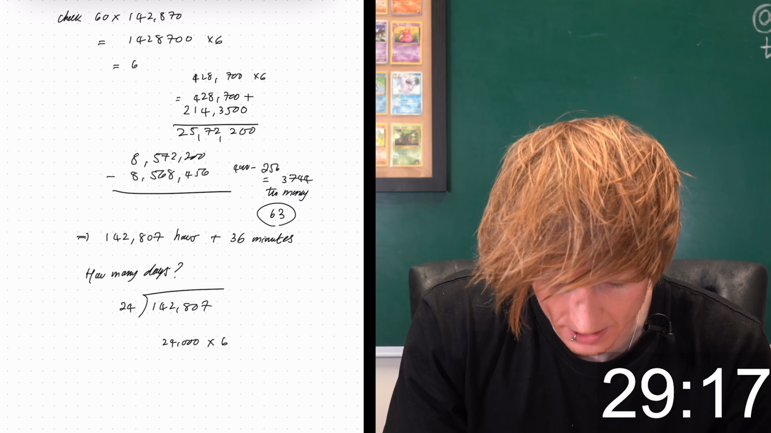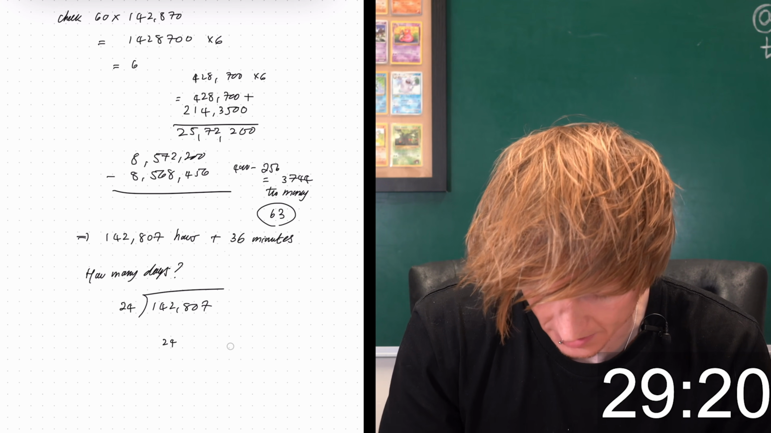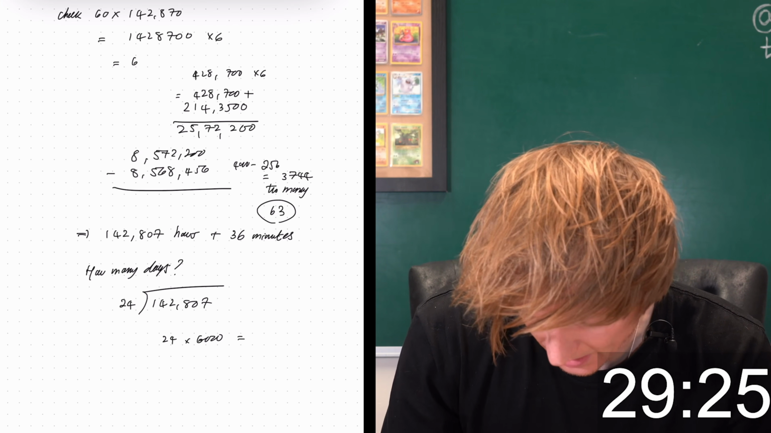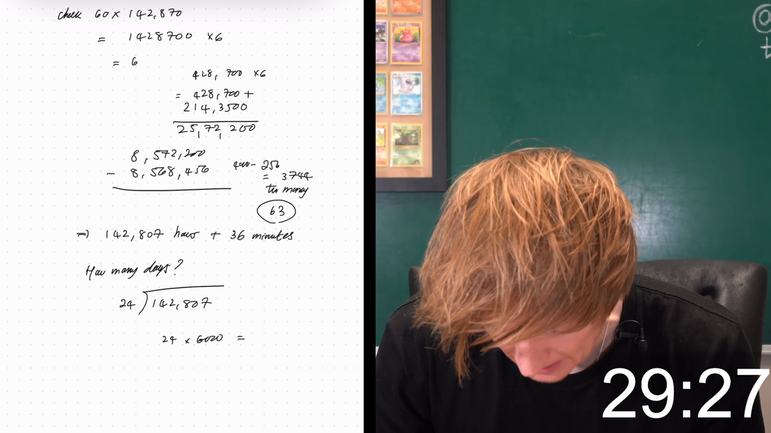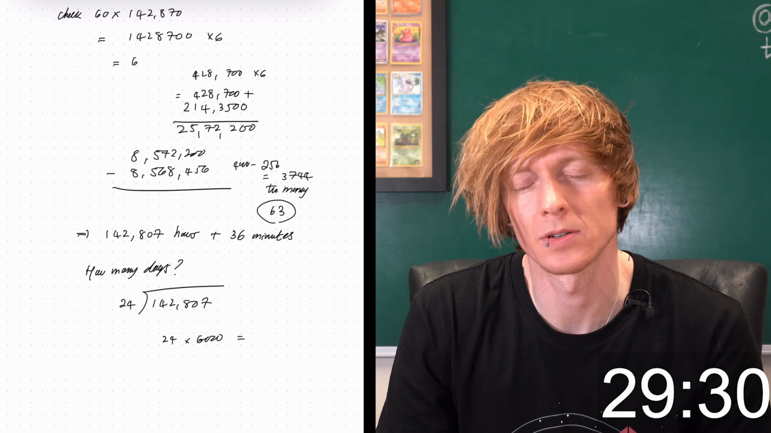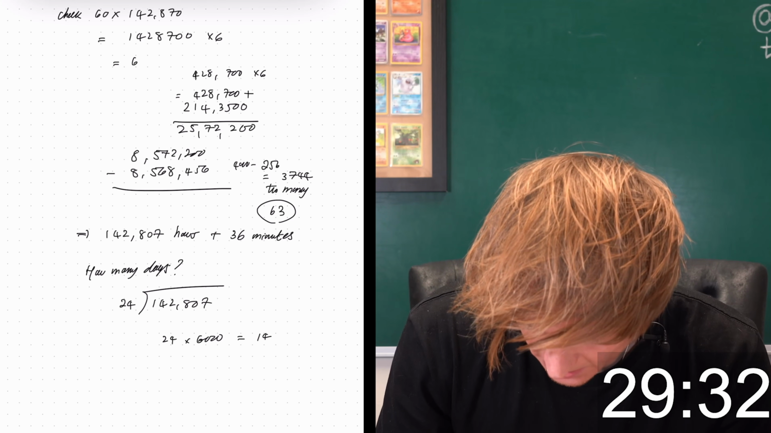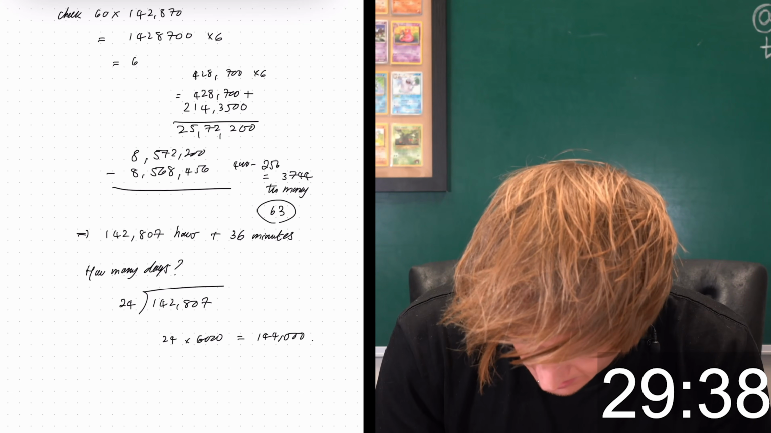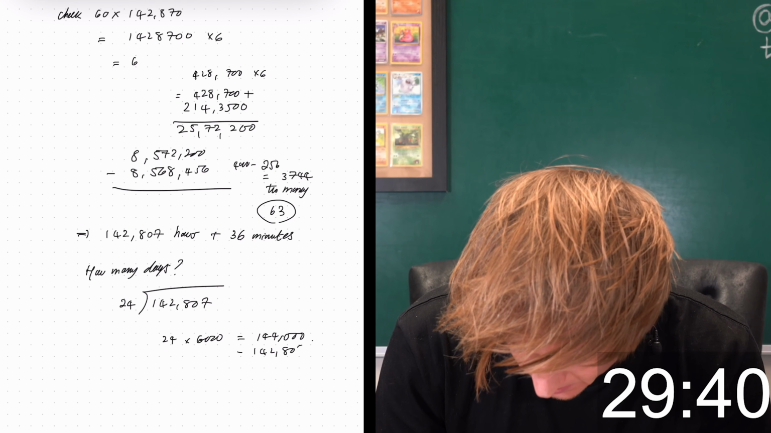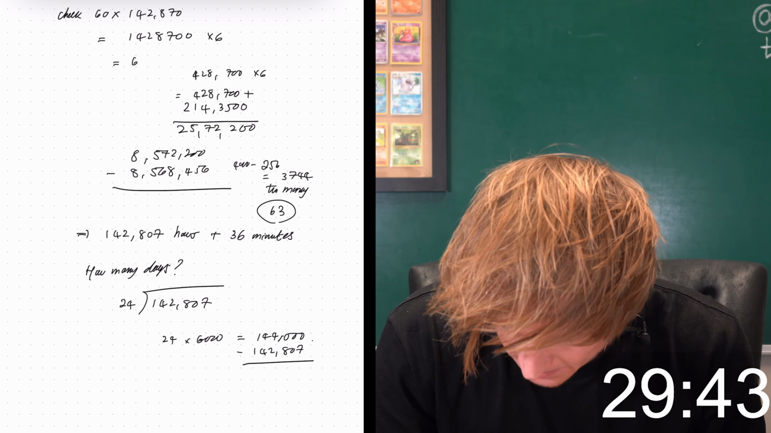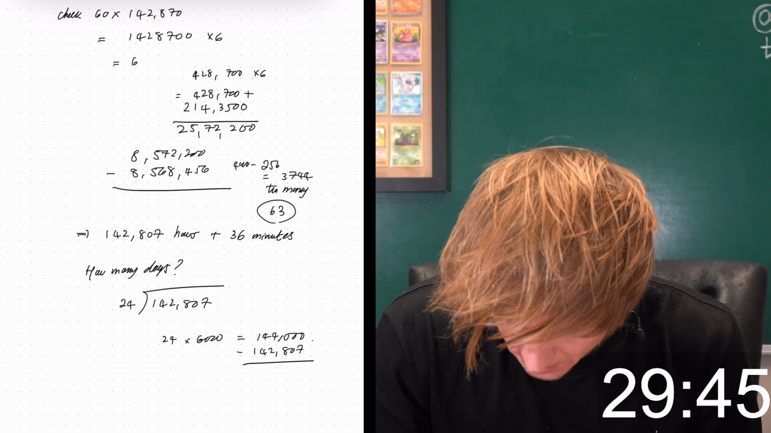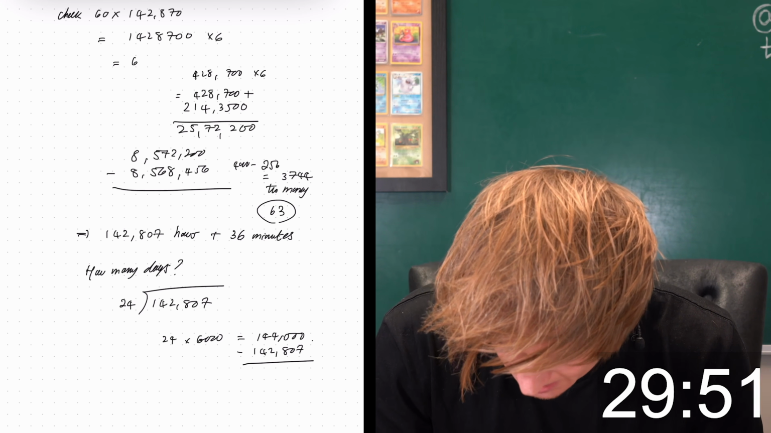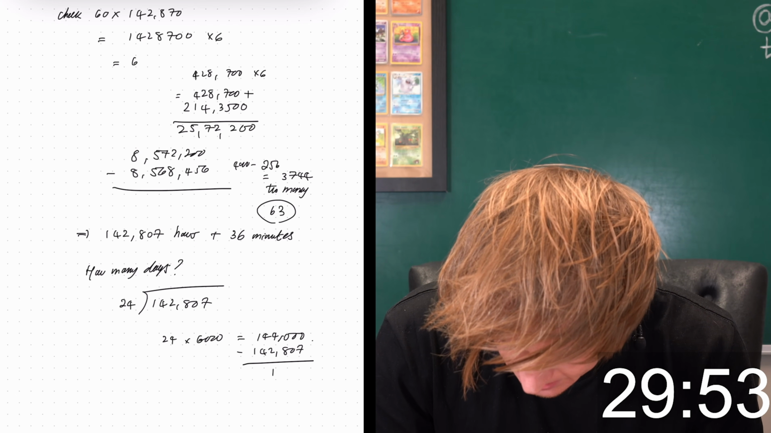Let me just redo that. So 24 times 6,000 will give me, so 24 times 6 is 144. So it's 144,000. Okay, so it's not quite 6,000 of them. So then we subtract off 142,807. What are we left with? So that's going to be a 143. So it's 1,193.